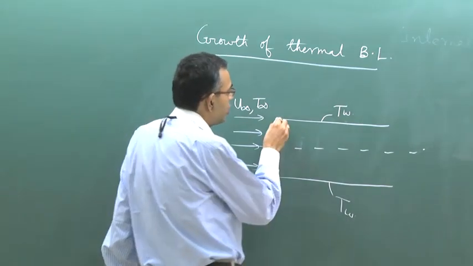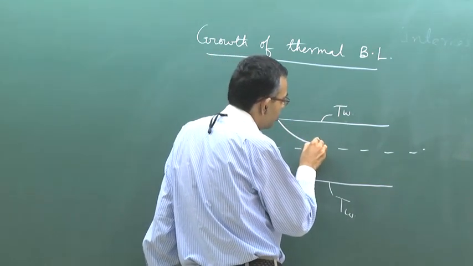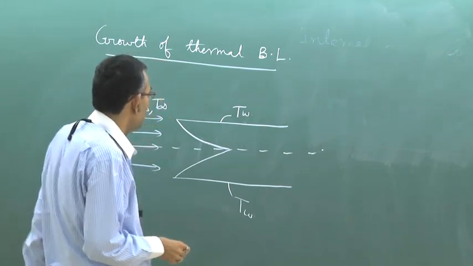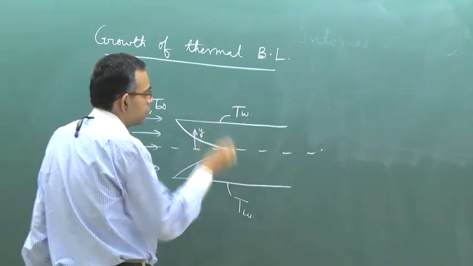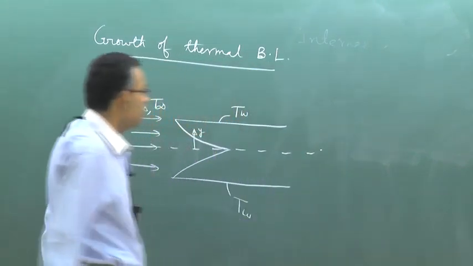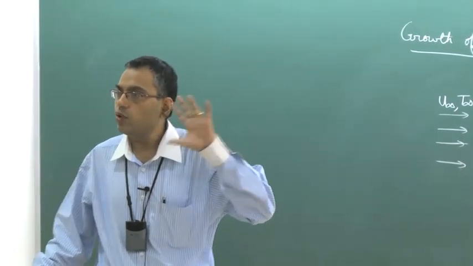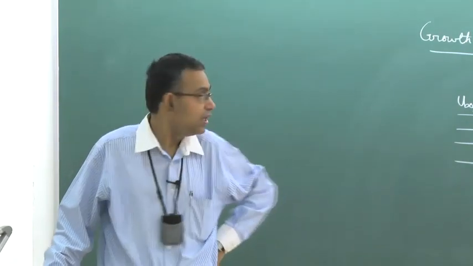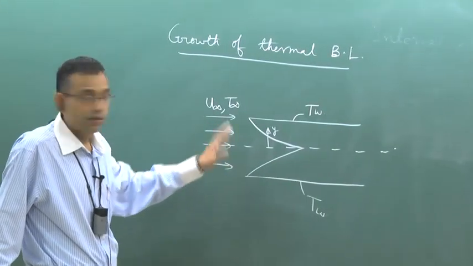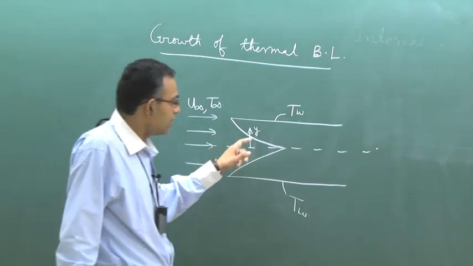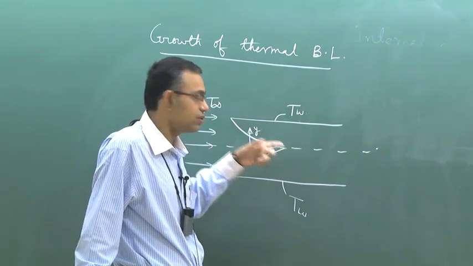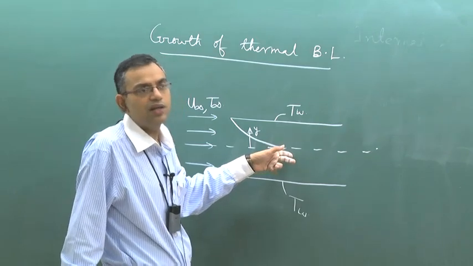So just like the growth of the hydrodynamic boundary layer, the thermal boundary layer also grows. Now, we have already learned that there is nothing called u infinity in these types of problems, and analogously there is also nothing called T infinity. T infinity is only outside the channel. Once the flow enters the channel, the effective velocity of the fluid, the core velocity, continuously changes, the core temperature continuously changes, and it is not T infinity.